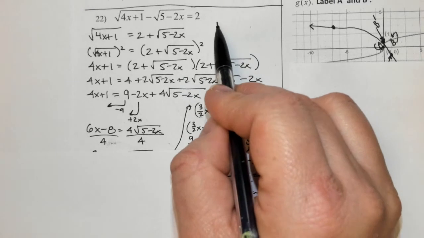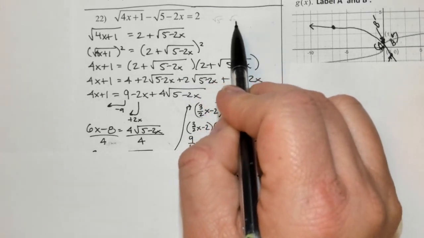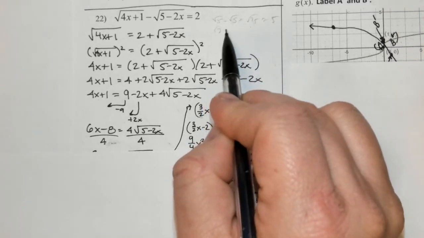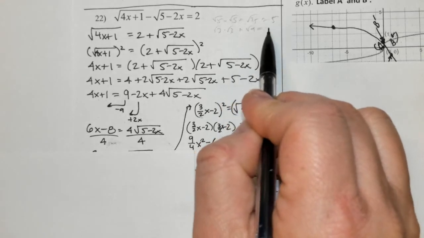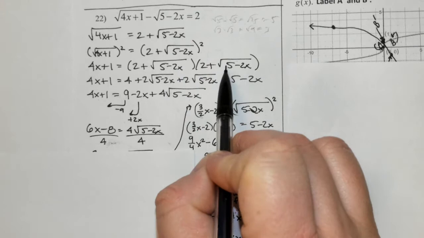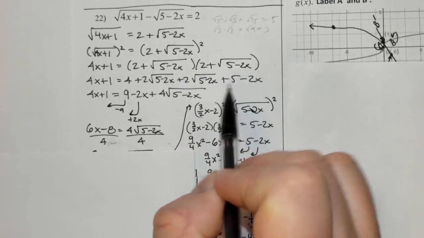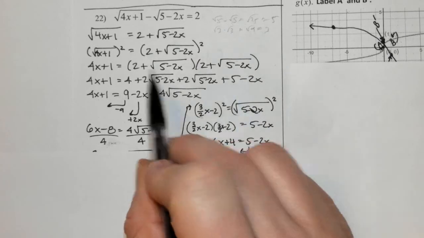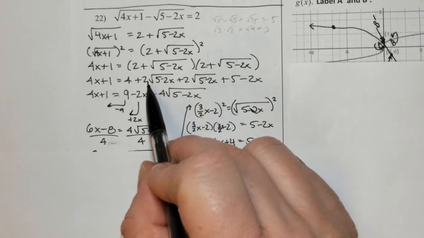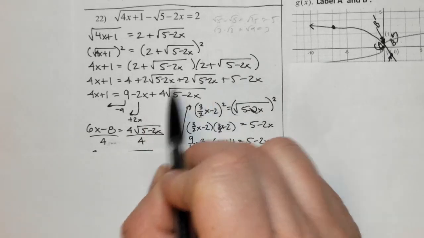So remember, the square root of 5 times the square root of 5 is the square root of 25, which is 5. Square root of 3 times the square root of 3 is the square root of 9, which is just 3. So the square root of 5 subtract 2x times the square root of 5 subtract 2x is just itself. I'm going to combine like terms. 5 plus 4 is 9, there's a negative 2x, and then there's 2 of this and 2 of this. A positive 2 of this and a positive 2 of this is a positive 4.